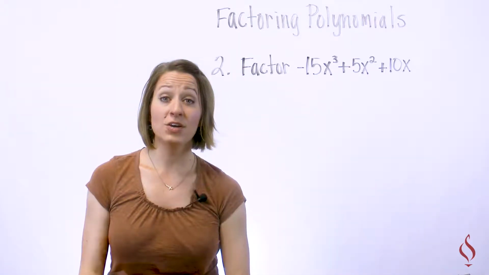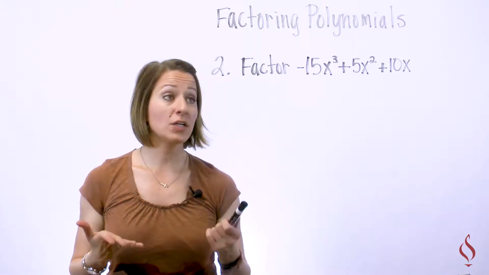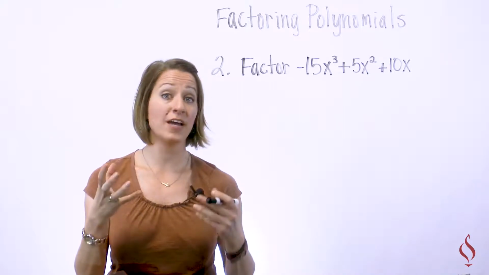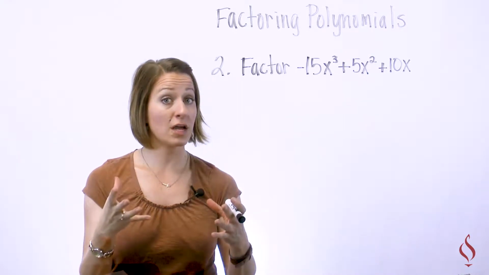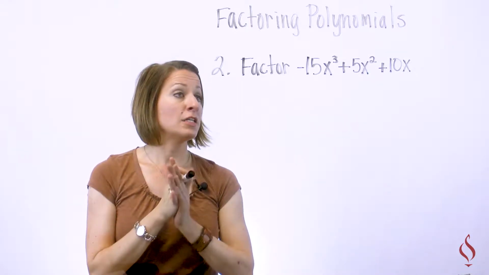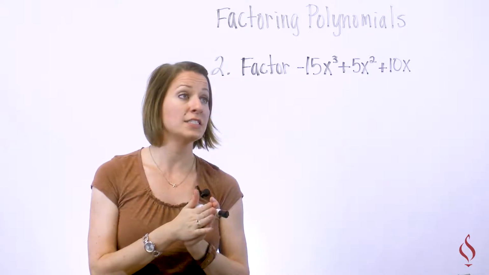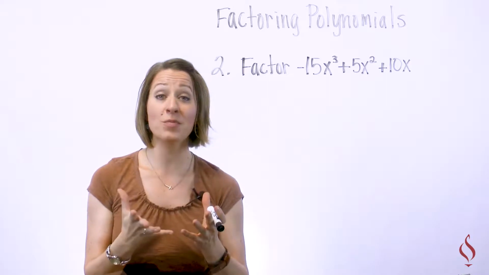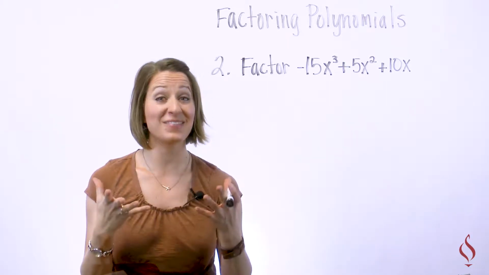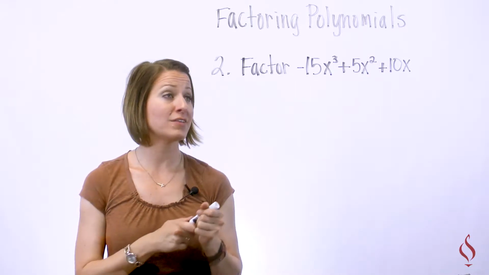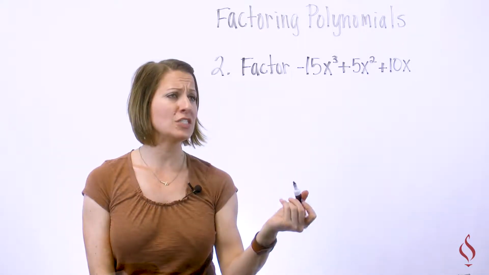Okay, let's go ahead and try another problem. Take a look at this example. We're still going to just practice this idea of factoring out a greatest common factor. Let's first look at the coefficients of negative 15, 5, and 10. Hopefully the first factor that pops in your head is a 5, because they are definitely all divisible by 5.